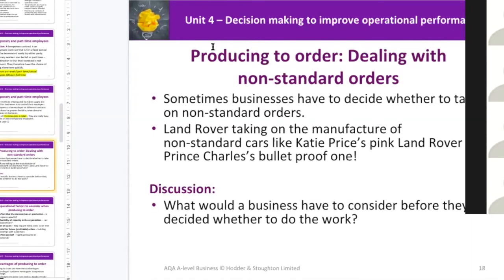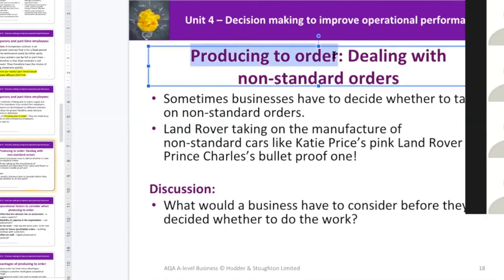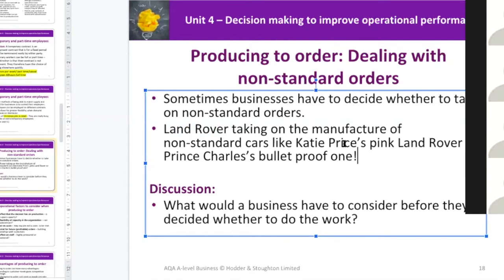Now, producing to order. This is another way. This is not a standard order. It's quite similar to personalization. Okay, look at this one. Land Rover, the car company, they manufacture for someone like Katie Price. That's a person, I don't know her, but she requests a pink Land Rover, or a bulletproof one. So those special requests, we call them producing to order. This type of order, we normally charge a much higher price because they're very difficult to do and it takes a long time.